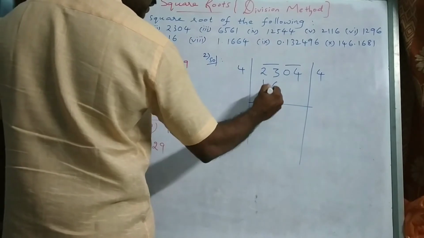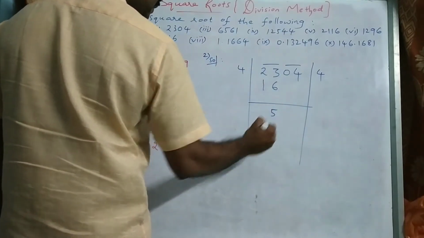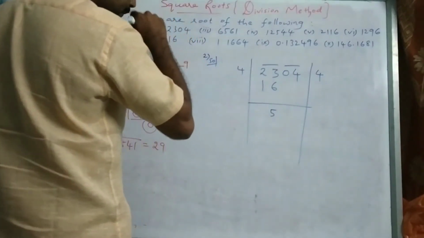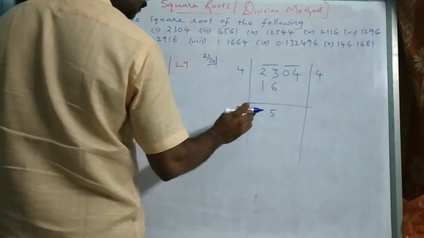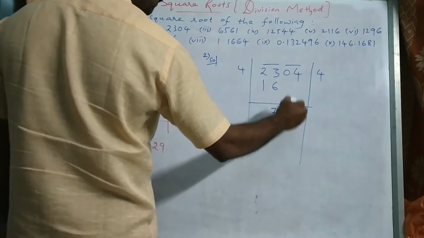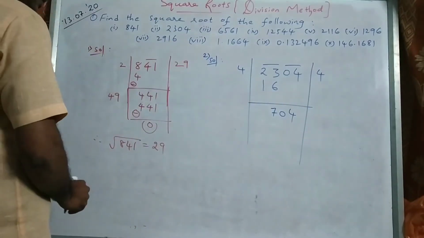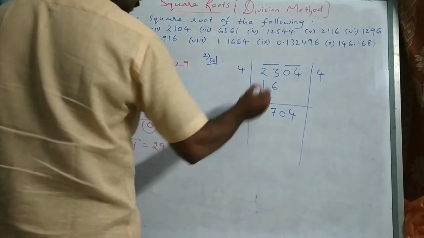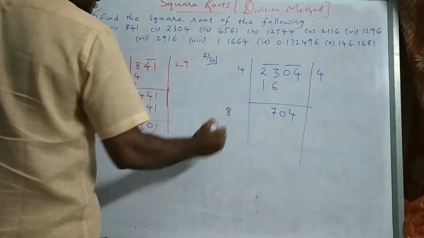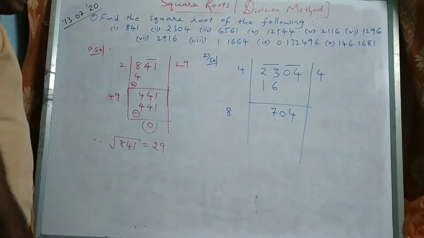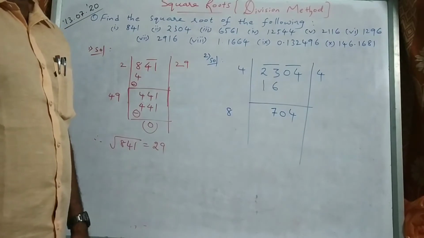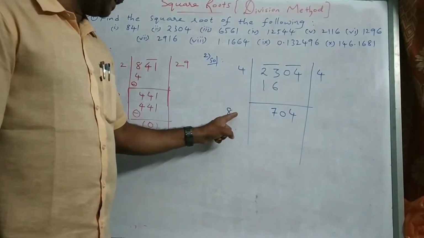Now subtract. How much will you get here? 7. Right? Sorry, 704. 04 should be brought down. Okay? Double of this digit we should take. What is that? 8. 2 4s are 8. Now you have the last digit as 4. So can you guess the digit here?